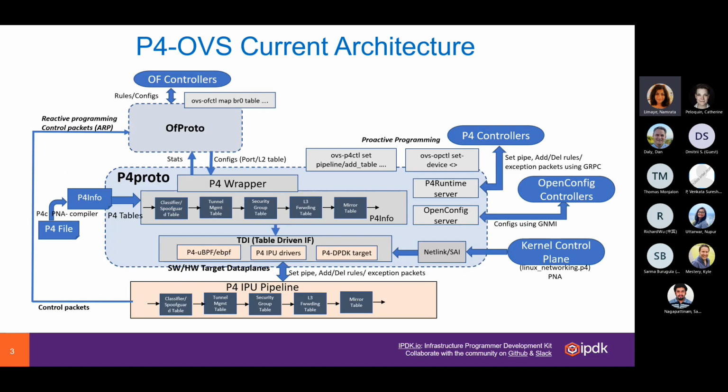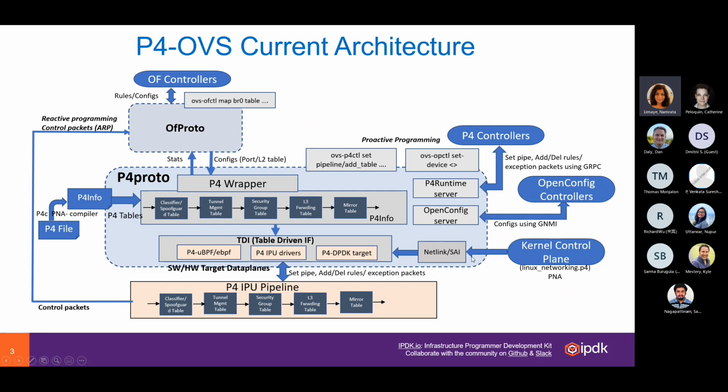So this is the current architecture that we've gone through a number of times, so I'll just repeat a little bit here. We have this P4 proto that we have been developing in parallel to OF proto. This is the OVS fork that we have brought into the IPDK GitHub. And in the P4 proto, we have been developing support for the P4 runtime server and the open config server that I've previously talked about. So today we will focus more on the kernel control plane.